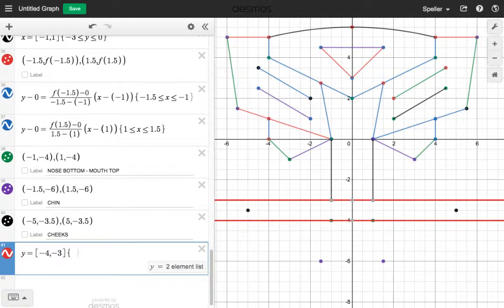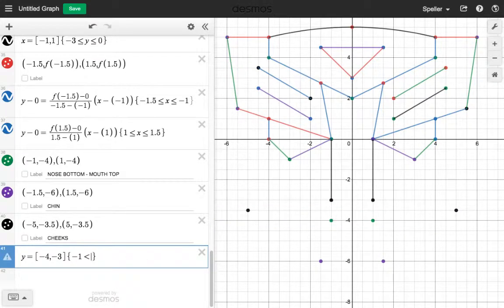Now we need to limit the domain. We want both of those to go from a small x value at -1 to a large x value at +1. So -1 less than or equal to x less than or equal to 1. And there we have the bottom of the nose and the top of the mouth.